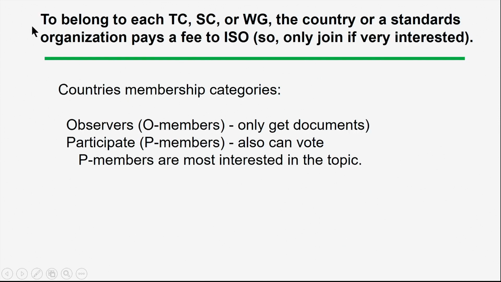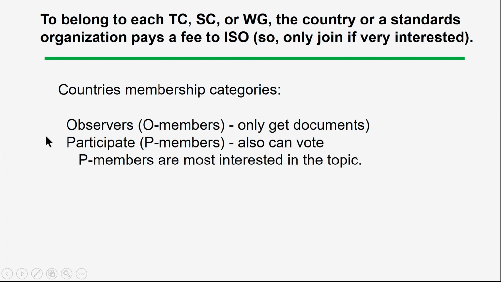All right, so how are organizations, people, and so forth represented within ISO? How does it all work together? So again, I mentioned that there are technical committees, subcommittees, working groups, and so forth. And in order to be involved in these activities, the National Standards Organization or professional society needs to pay a fee to ISO to participate.